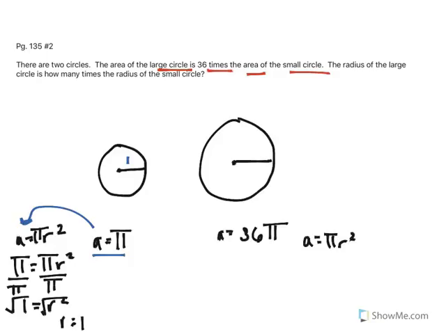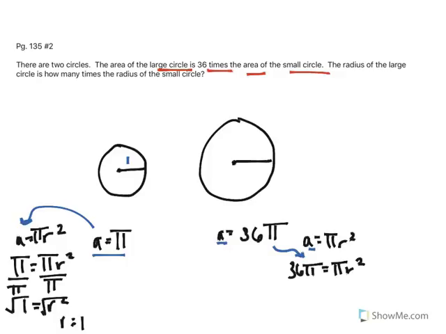Let's do the same thing for the large circle. We know that the area of the large circle is 36 pi, and we know the equation for the area of a circle is pi r squared. So I plugged the area over here in for A in the equation, and I have 36 pi equals pi r squared.